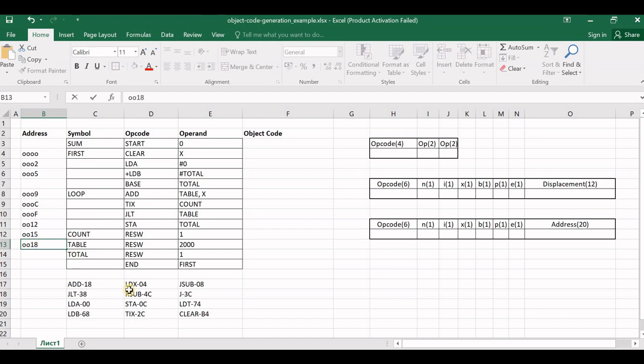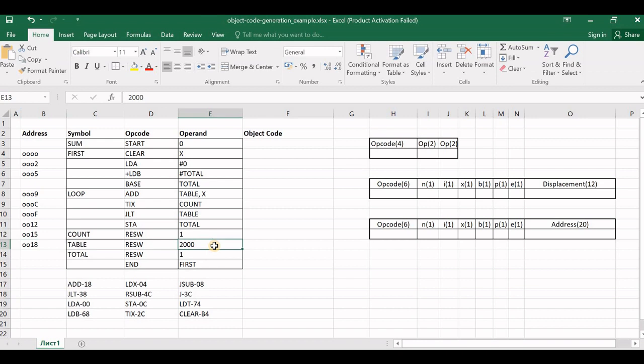So what is the instruction at 0018? At 0018, the instruction is table RESW 2000. Again, it is an assembler directive which is reserving words. How many words are we reserving? We are reserving 2000 words.